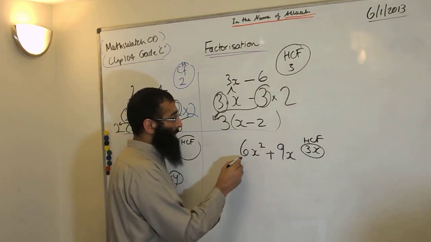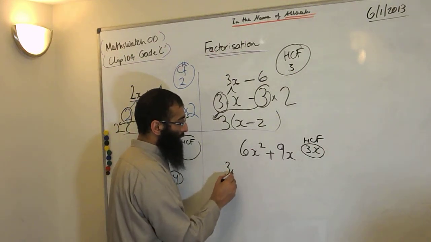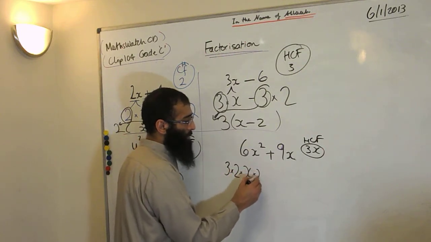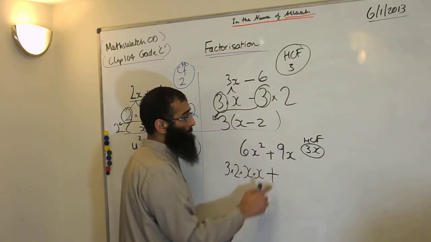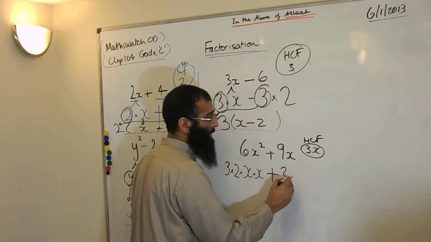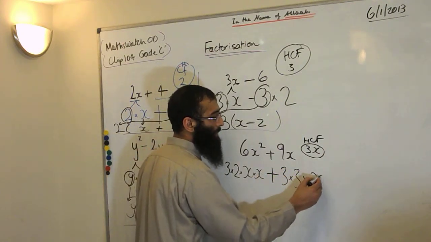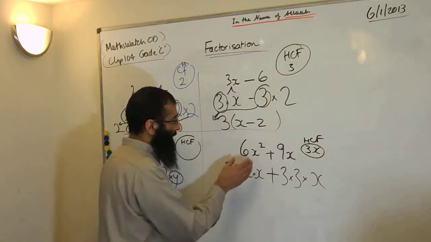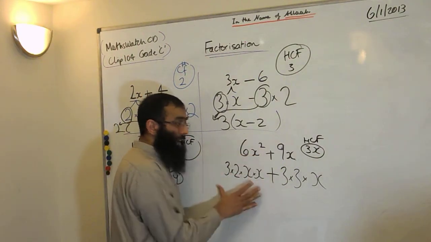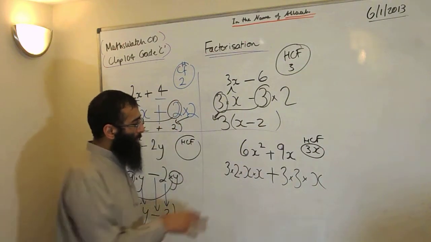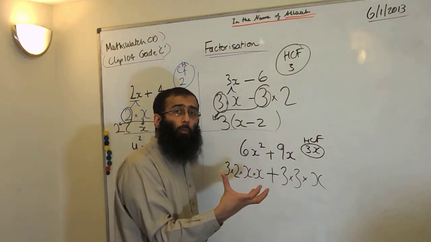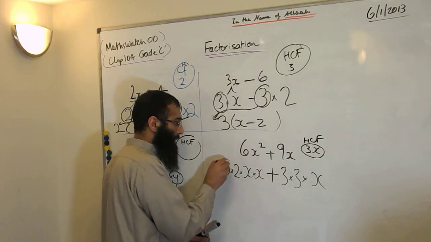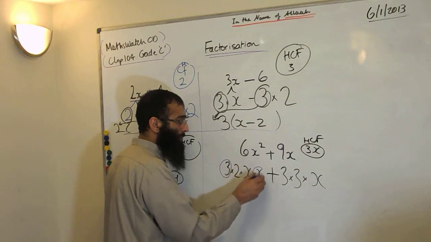So let's start splitting this up now. 6 is made up of 3 times by 2. x squared is made up of x times by x. Big plus sign. 9x is made up of 3 times by 3 times by x. So what we are doing in these types of questions, we are splitting each part up into its factors. Once we split it into its factors, we can see where the common factors are. We can extract them. So we can see here the 3 is common and the x.